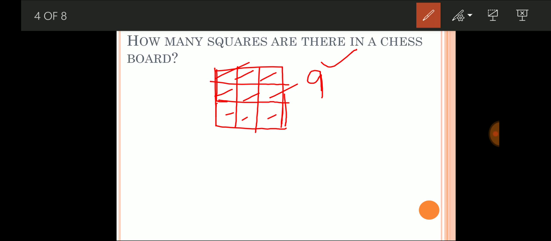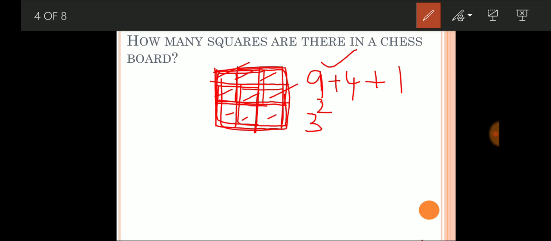Similarly, if I ask for the number of squares in an 8x8 chessboard, many give me the answer as 64. The reason is that they're counting only the unit squares. It's also about the other squares present here. We have 2x2 squares, 1, 2 and 3, and we have 4. So we have 4 squares of size 2x2, and then the 3x3 square is only 1. So in a 3x3 grid we get 9, which is 3 square, and 4, which is 2 square, and 1, which is 1 square.